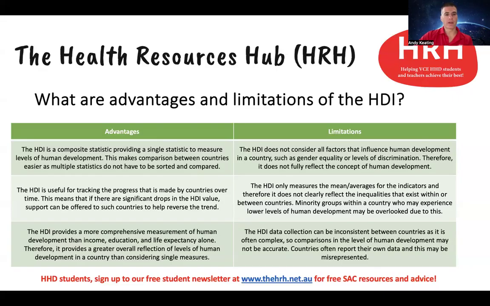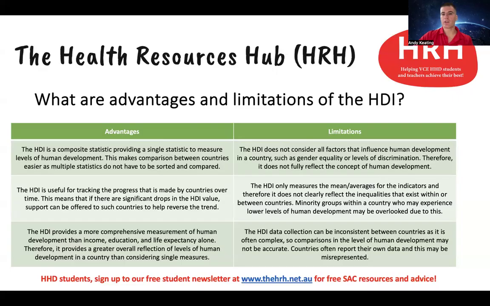Down the bottom there, you can see the other advantage. The third advantage as mentioned is it provides a more comprehensive measure of human development than income, education, or life expectancy alone. So it just means that if you're looking at this overall combination of these different indicators, that gives you a greater overall reflection of levels of human development in a country than considering a single measure, like just looking at income or just looking at education. So that's an advantage also of the HDI.